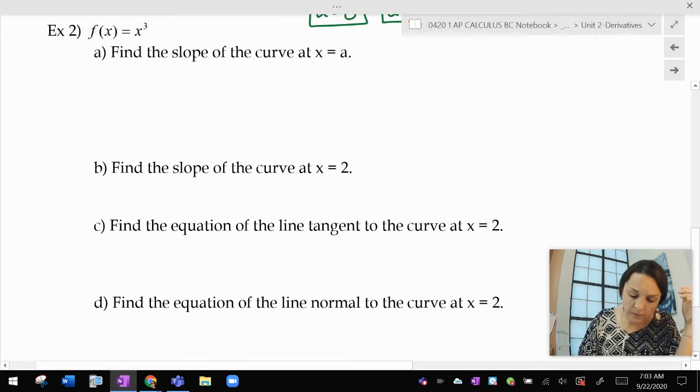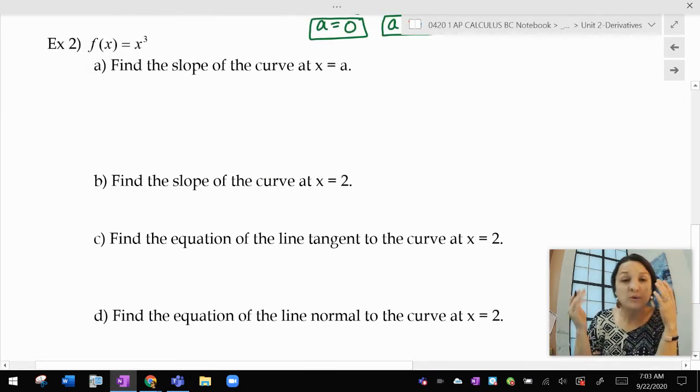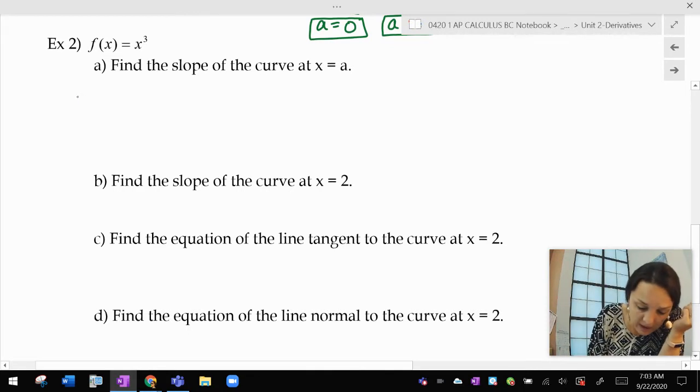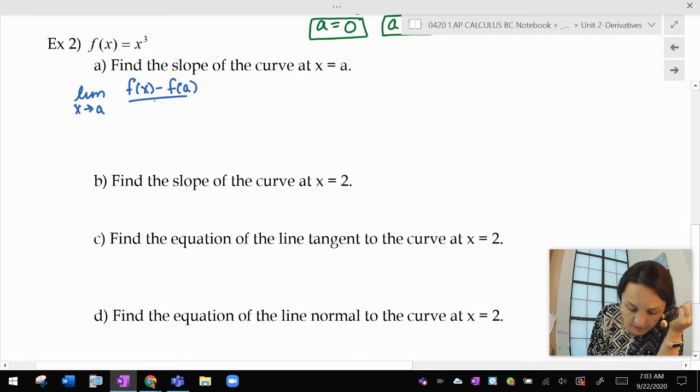Blue. I really want blue. Find the slope of the curve at a. All right, so the slope comes from the derivative, and I want the limit as x approaches a of f of x minus f of a over x minus a, which is going to be the limit as x approaches a of x cubed minus a cubed over x minus a.